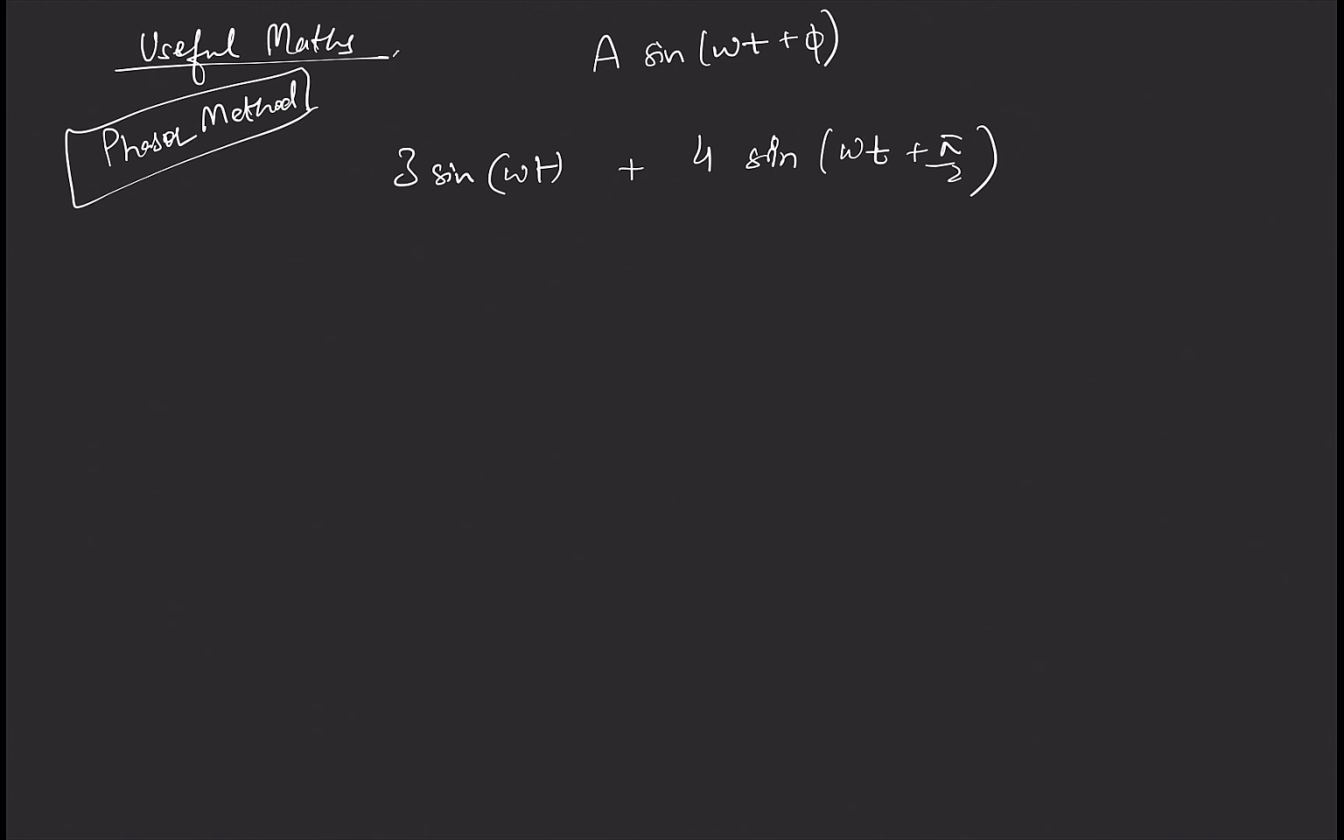Here you will choose some reference, and the reference should be something which is common inside all of the angles. The common thing inside all of the angles is omega t, right? So you choose it as the reference and mark that on the x-axis. So this is omega t.